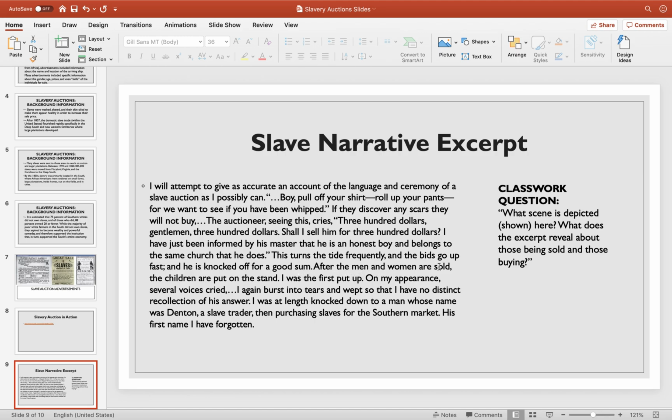After the men and women are sold, the children are put on the stand. I was the first put up.